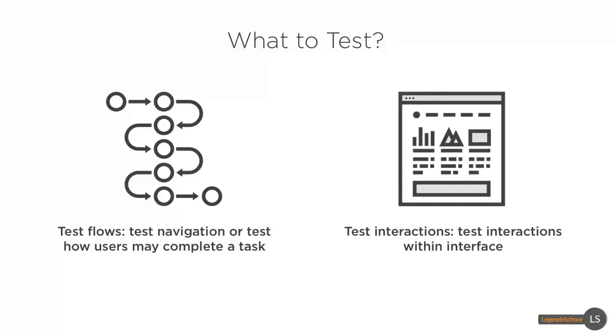Before you start usability testing, you have to think to yourself, what do I want to test? Just as when you're prototyping, you can prototype the entire navigation or flow or how a user may complete a task, this is quite often what we want to test as well. So when you're writing out the script of what to test, think about the main tasks that you want users to complete. Additionally, you can also test the interactions within your interface.